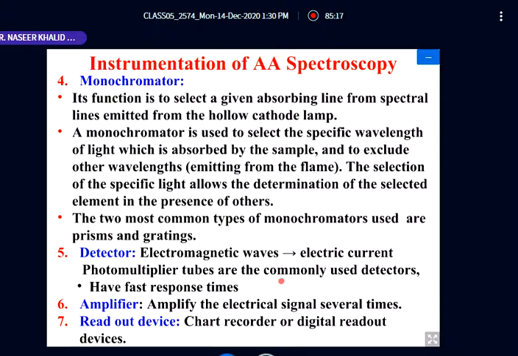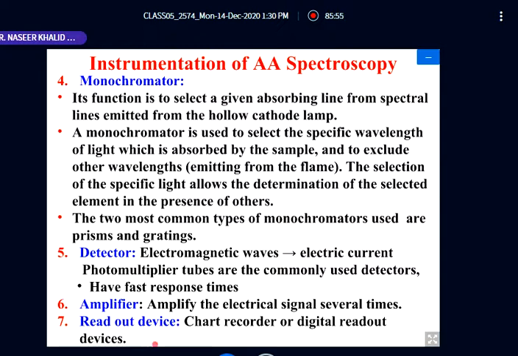Photomultiplier tubes are most commonly used as detectors, due to the reason that they have a very fast response. They amplify the electrical signal several times. For example, if a weak signal is there, we can amplify it 2 times, 10 times, 100 times, 1,000 times, so that we can have a reasonable signal to be quantified.